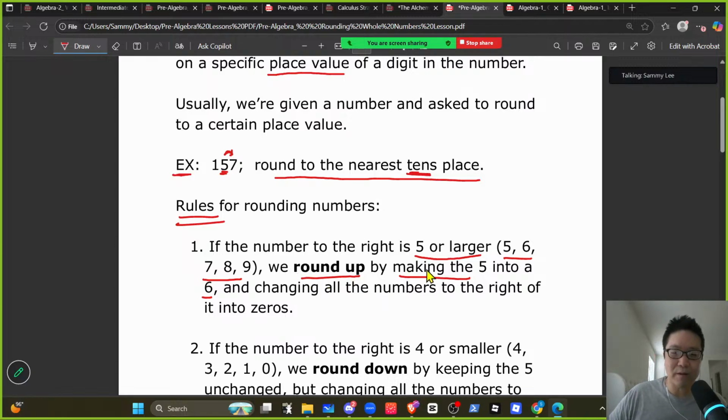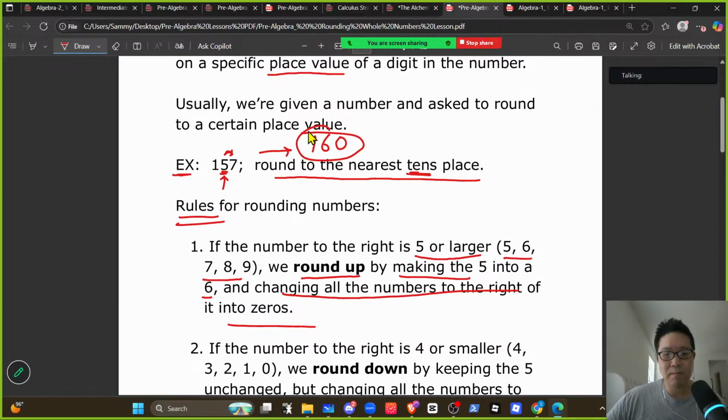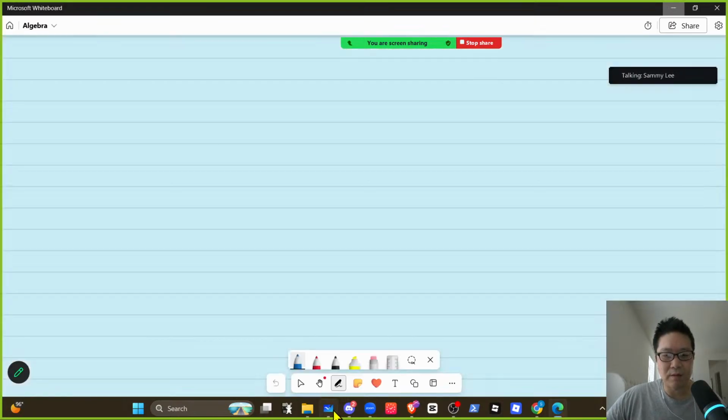We round up by increasing the number by 1 to 6, and then changing all the numbers to the right of it into zeros. So we're asked to round the number to the tens place. The number to the right is 7, so it's larger than 5, and we're going to round the number to 160.